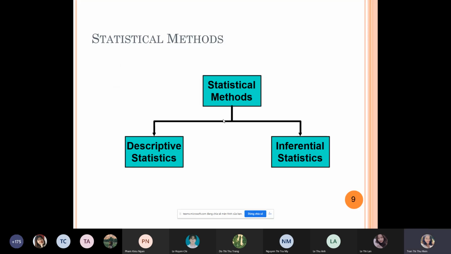So for the statistical methods, we have two main parts. The first one: when you collect the data, you do descriptive statistics. You describe information from the data you collected, and after that, from the data, you make some estimates, you make some hypotheses, and it's called inferential statistics. So we have two main parts for the statistical methods.